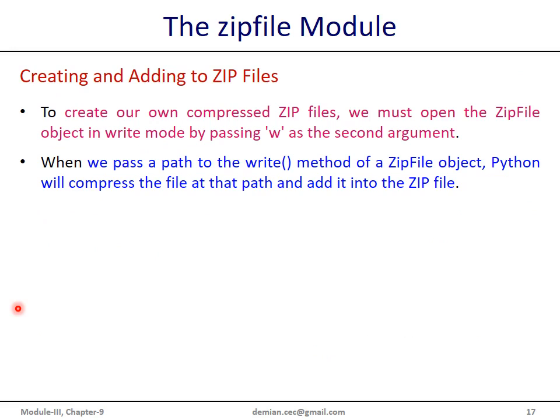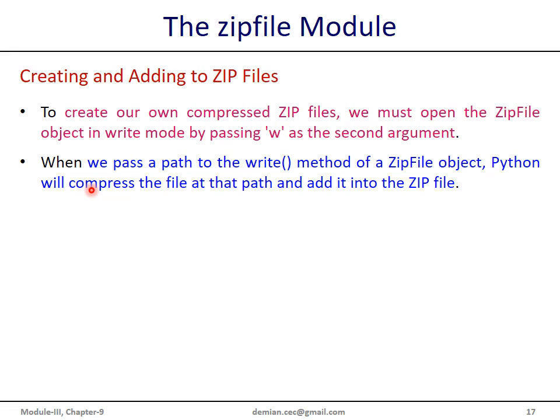Creating and adding to zip files. We can create our own zip files, compressed files. In order to create such zip files, we must open the zip file object in write mode by passing 'w' as the second argument.